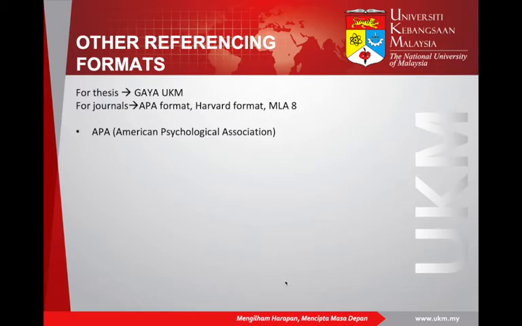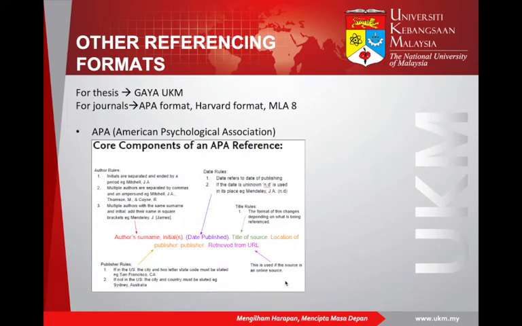Okay, so we have discussed previously Gaya UKM or Style UKM as the standardized referencing format for your thesis. For journals, there are three widely used referencing formats, which are the APA format, the Harvard format, and MLA 8. So APA stands for American Psychological Association.